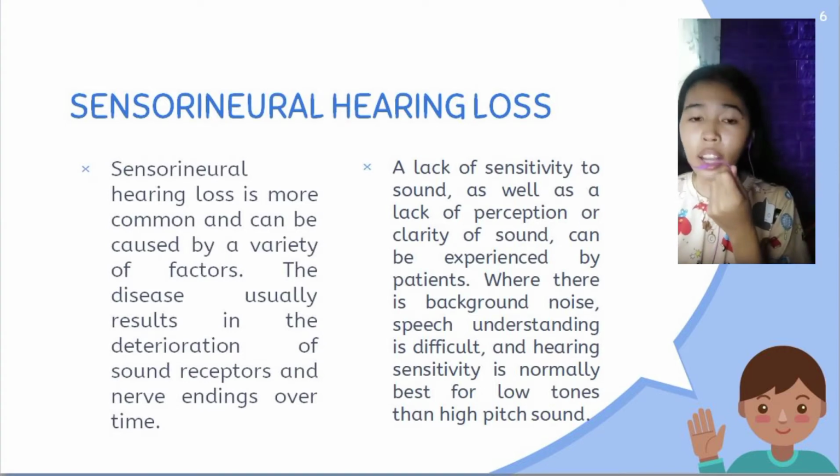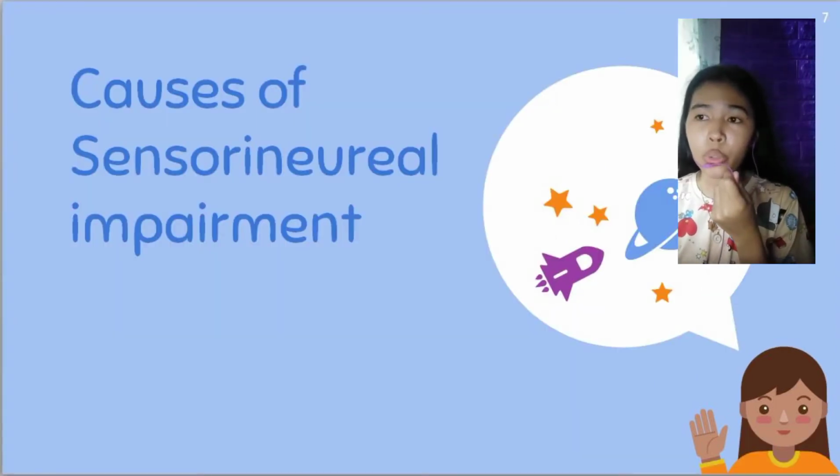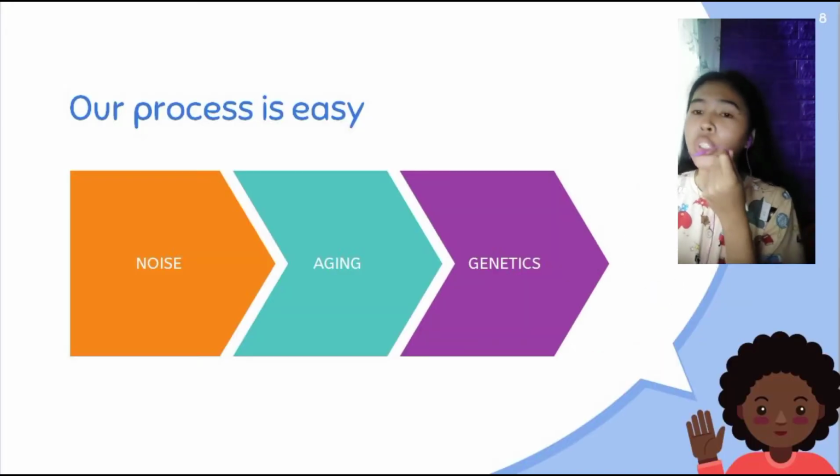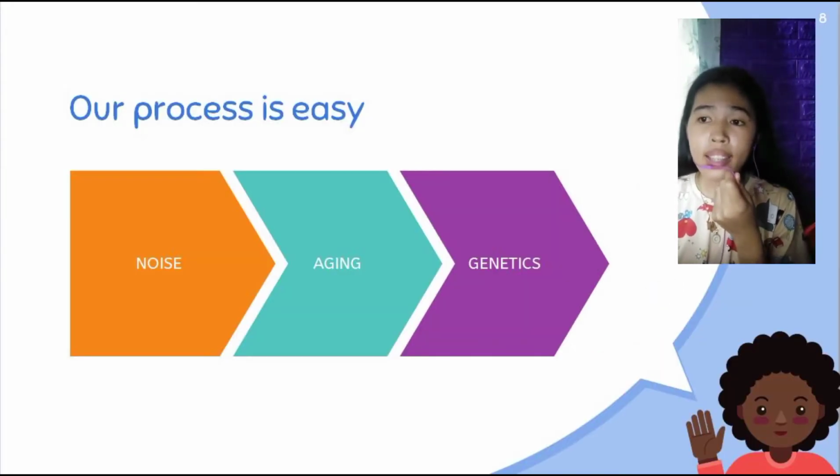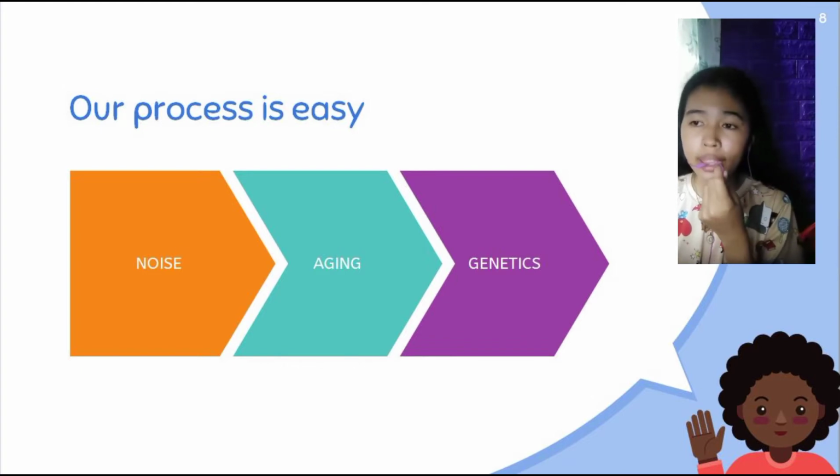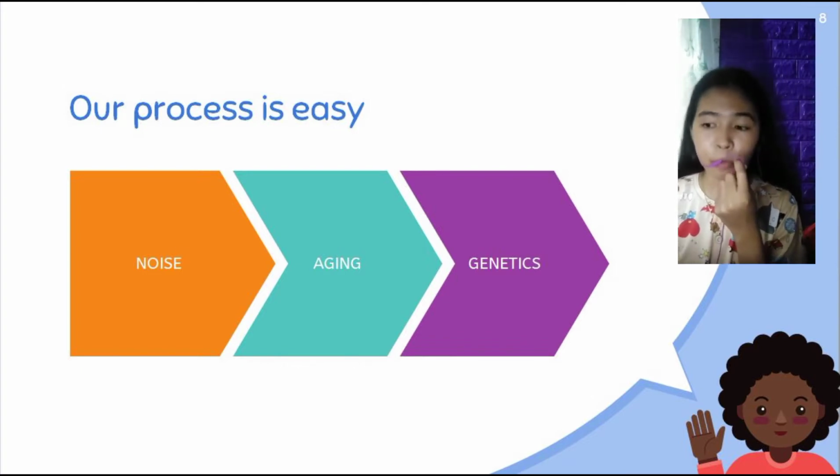The next slide is all about the causes of sensorineural hearing impairment. The first one is noise. Hearing loss is common as a result of loud noises. Long-term exposure to loud sounds damages nerve endings and induces irreversible loss of sound receptors.